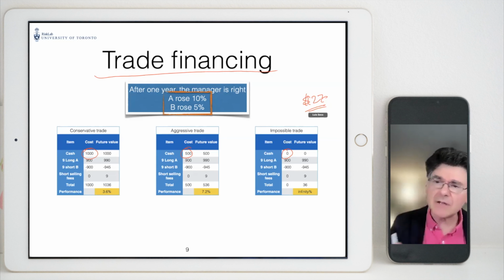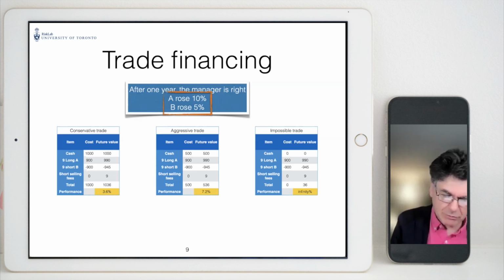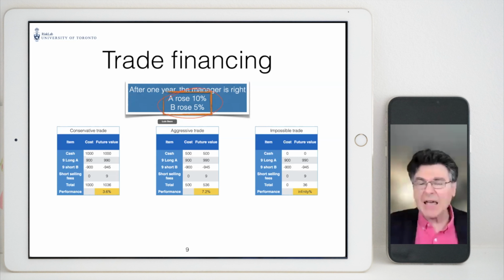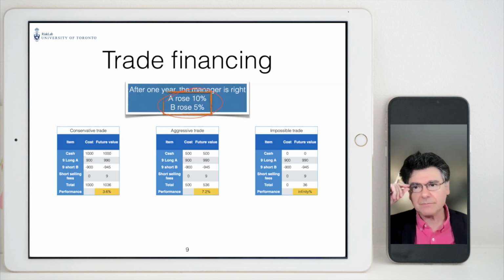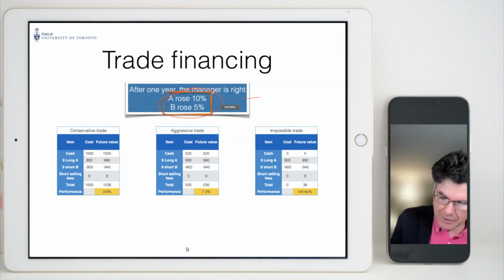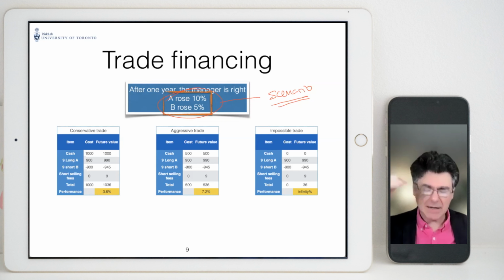But in doing this, I had made one assumption. The assumption is interesting. I want to bring it back to your attention now. This was my assumption. I said A will increase by 10% and B will increase by 5%. Scenario. You see? I don't know this for sure. This is what I think is going to happen. And then I can do this analysis under that situation.